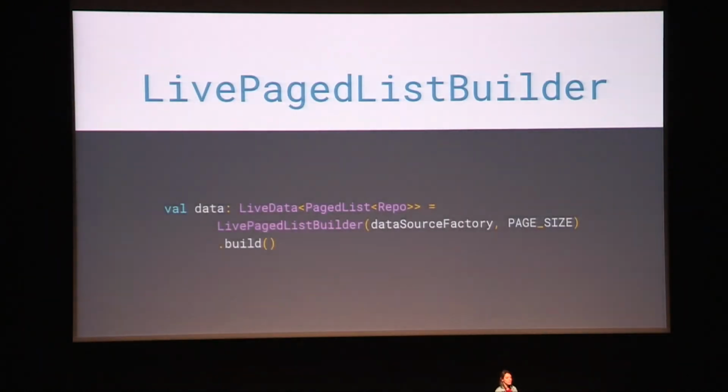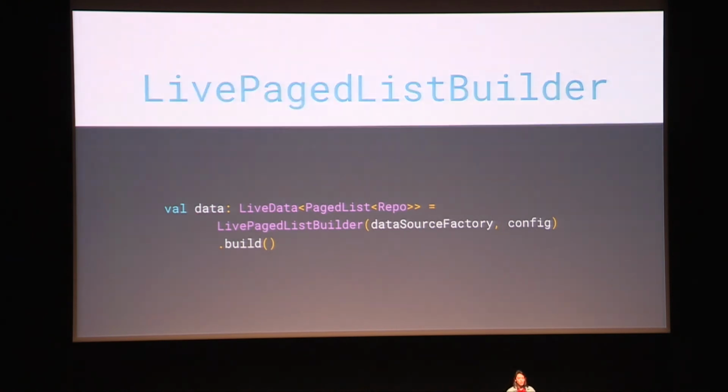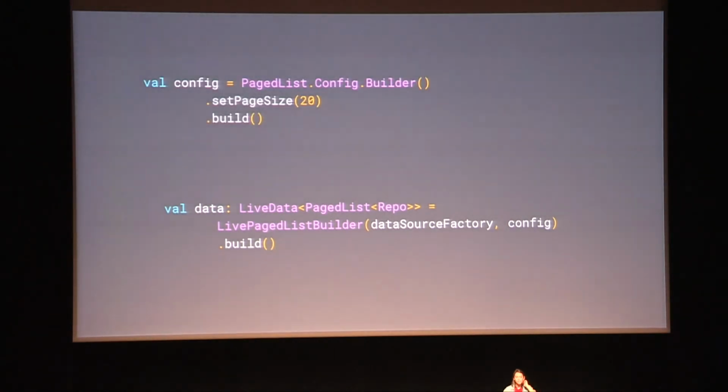So more precisely here, you would pass as a parameter in the constructor the data source factory and the page size, or more detailed information of how you want to configure your page list. So this is what you can configure. You can set the size of the page. What we recommend here is to make it longer than one screen, because otherwise, if the page size is smaller than a screen, then you can end up with flickering issues.